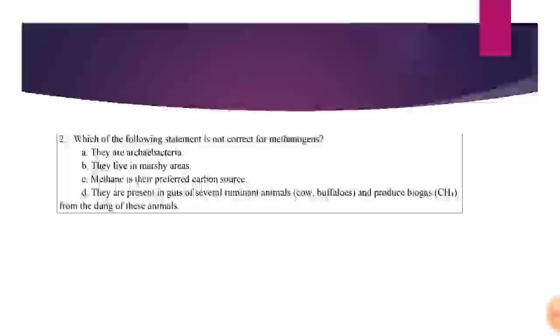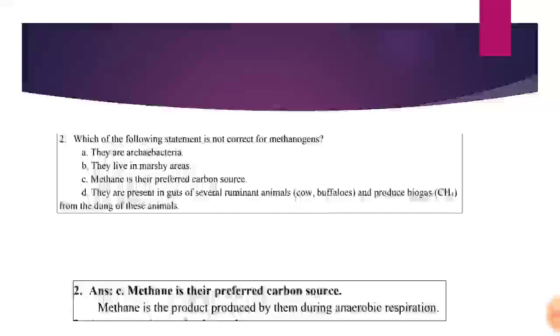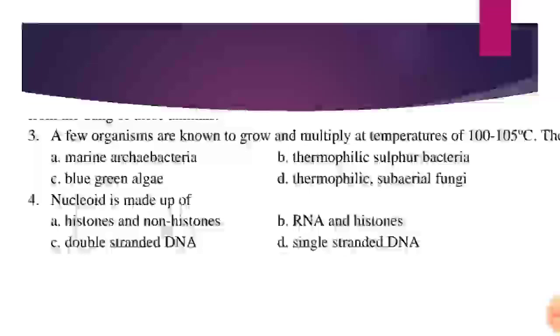Which of the following statements is not correct for methanogens? A, they are archaebacteria. B, they live in marshy areas. C, methane is their preferred carbon source. D, they are present in the guts of several ruminant animals like cow and buffaloes and produce biogas from the dung of these animals. Answer C, methane is their preferred carbon source, because methane is the product produced by them during anaerobic respiration.